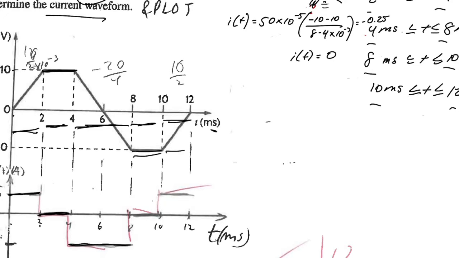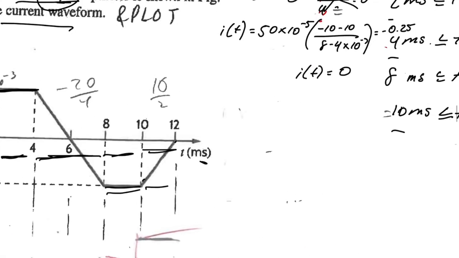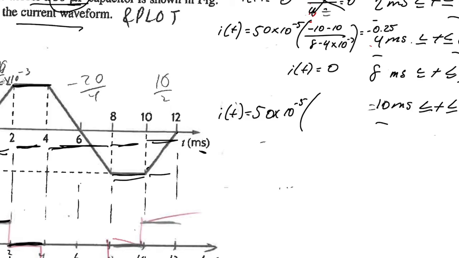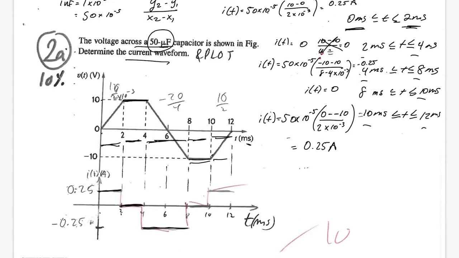is equal to 0. So then this last one here, I_T is equal to the capacitance times 0 minus a negative 10 all over 12 minus 10, which is going to be 2 times 10 to the negative 3, and that once again is going to give us 0.25 like the first one.